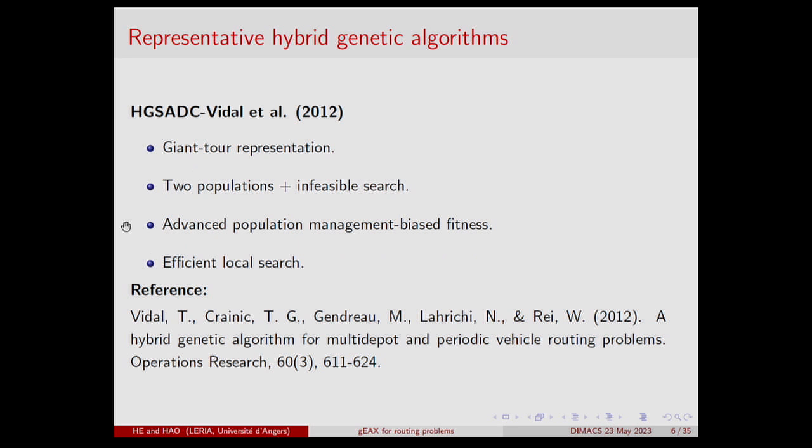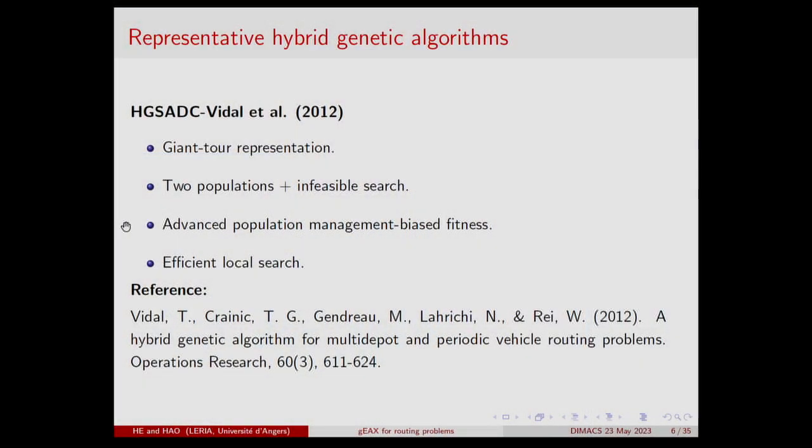Another representative work was proposed by Vidal, and it is a very efficient algorithm to solve CVRP and its varieties. In this algorithm, each VRP solution is also represented by a giant tour. Then there are some different things. Two populations are used to manage all offspring solutions. The first population includes all feasible solutions, but all infeasible solutions are kept in the other population. So in this algorithm, we can explore some infeasible areas. Furthermore, advanced population management is used to manage each individual in the populations.